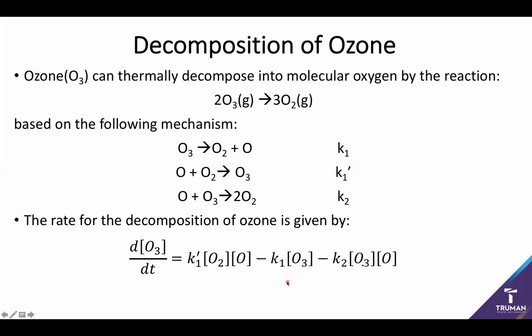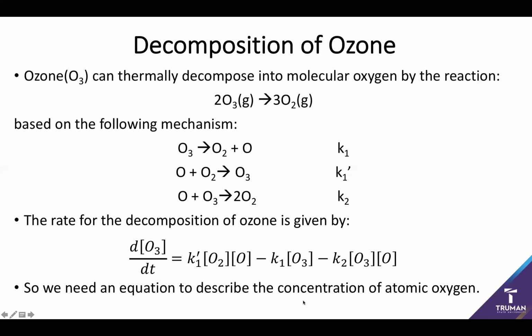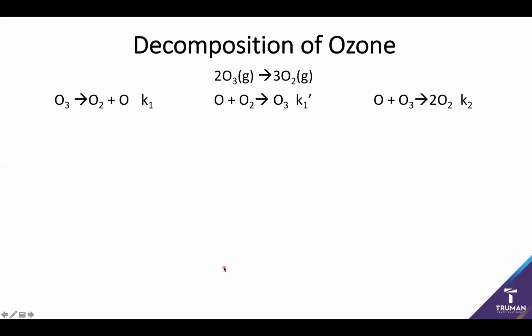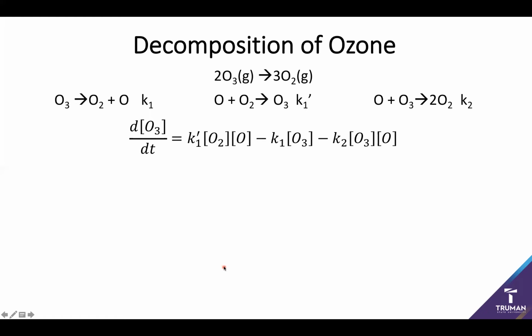However, what we run into here is the fact that I have this in terms of product, reactant, and intermediate. So we have to rearrange this equation. We first need to describe the concentration of our high energy atomic oxygen intermediate before we can really determine the full rate expression for the decomposition of ozone. So let's go ahead and start with our good old friend, steady state.